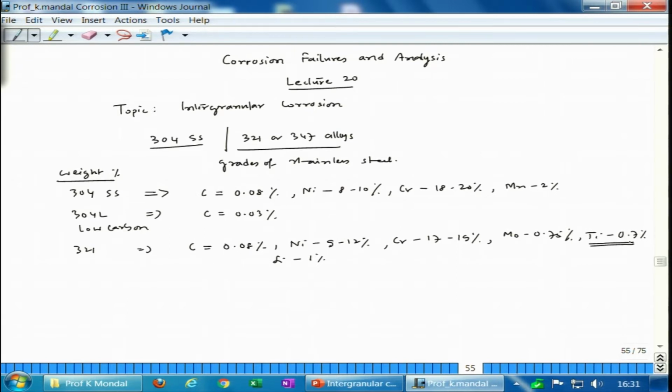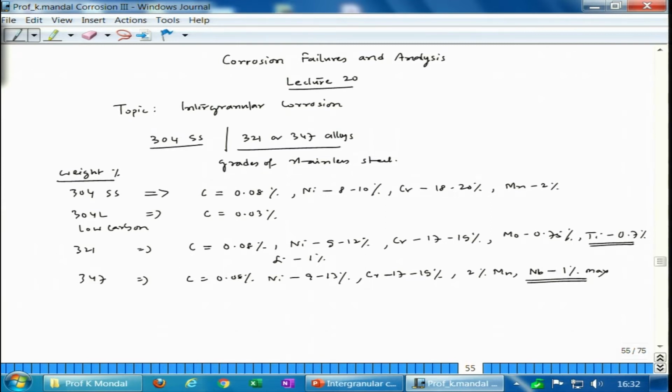This is very important. Now, 347: I just wanted to mention these composition ranges, because this will come up in our discussion when we try to understand the control of intergranular corrosion in stainless steel. Here carbon is 0.08%, nickel of the same level around 9 to 13%, chromium 17 to 19%, and here we have around 2% manganese. Here the most important part to be understood is niobium. Niobium is about maximum 1%. So, the most important part to mention is this niobium content.